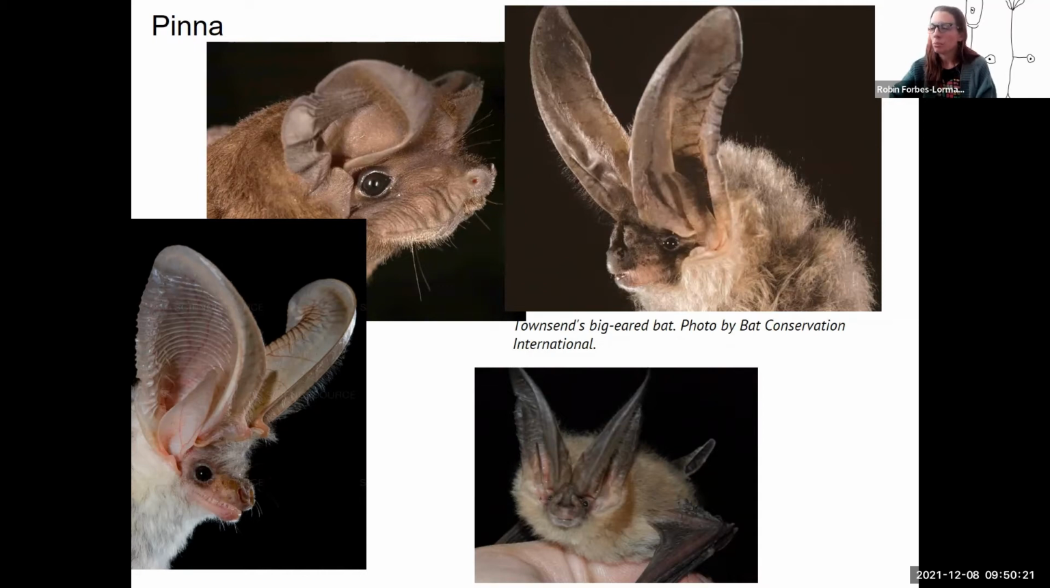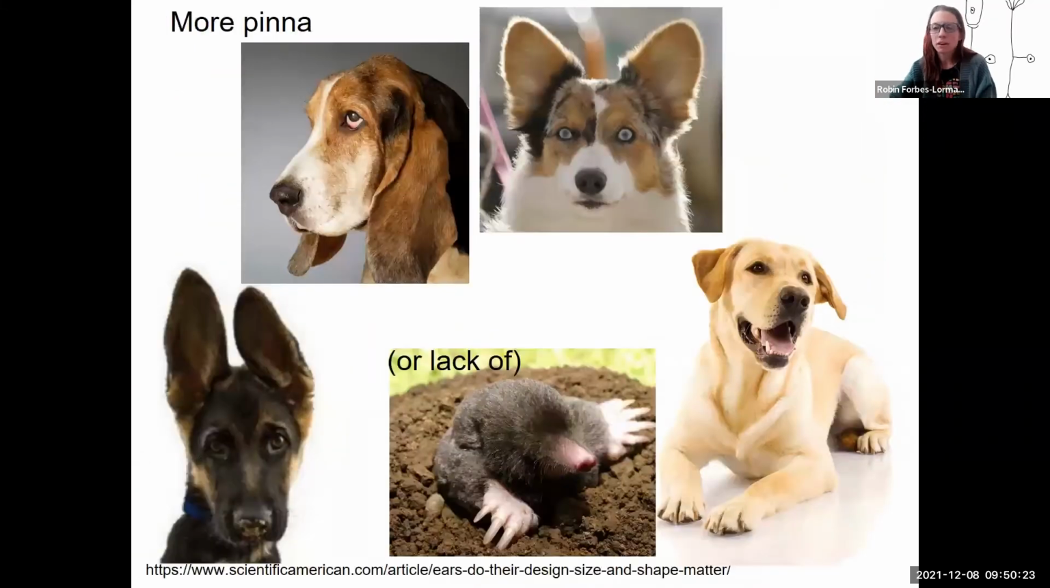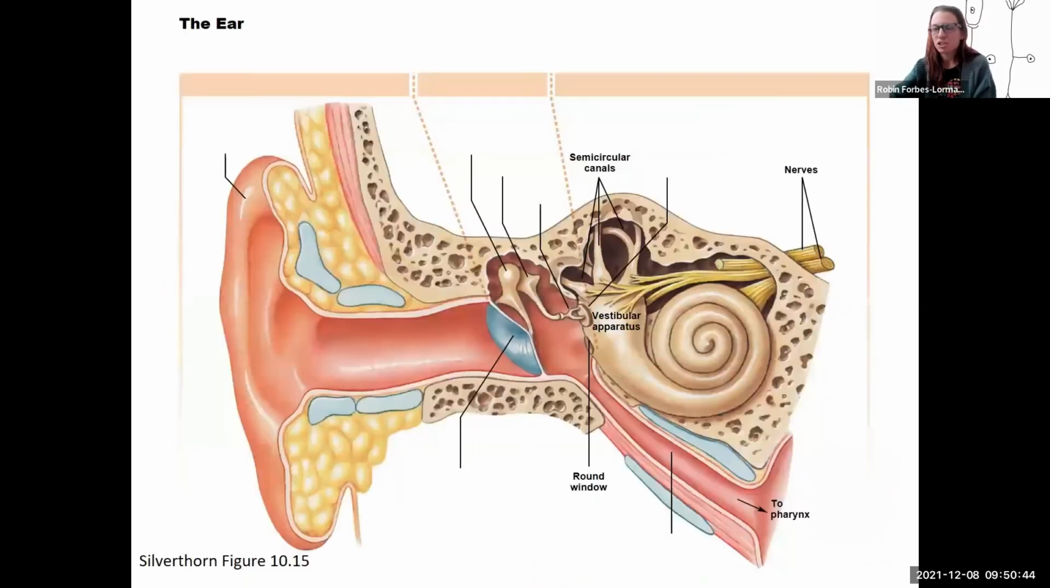Here are some more pinna that are pretty cute. And the naked mole rat, this is not the naked mole rat, this is just a mole, but they do not hear very well. It's partly because they don't have a pinna, they have other structures, but they don't need to hear as well, and the pinna is not there. Okay, so that is the first structure of our ear to talk about.